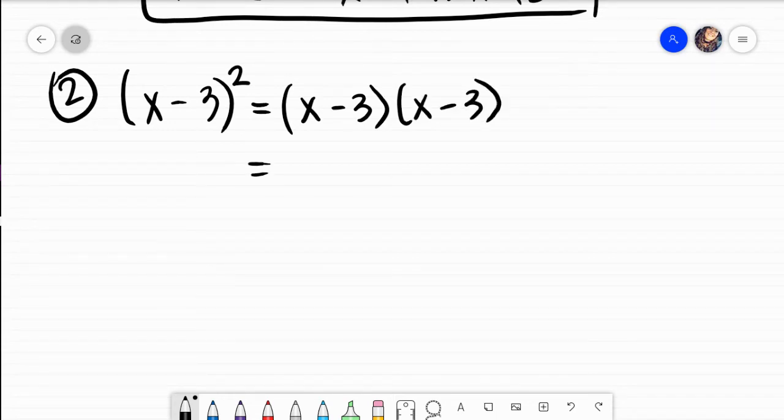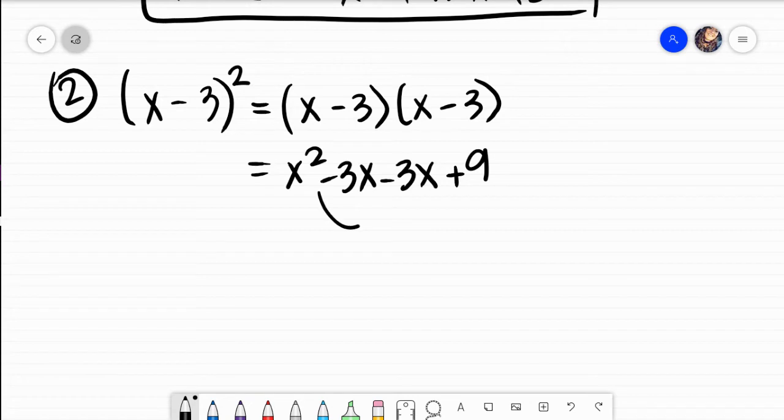Now we've expanded. FOIL. x times x is keep and add. x times 3 is 3x. Signs are different, so it's negative. 3 times x is 3x. Signs are different, so it's negative. 3 times 3 is 9. Signs are the same, so it's positive. Combine these like terms.